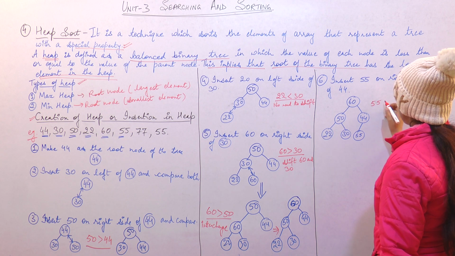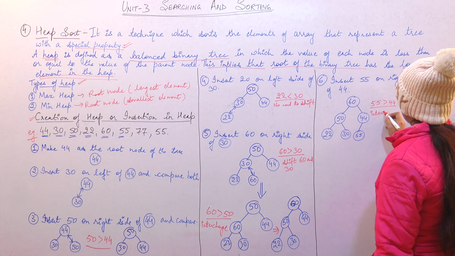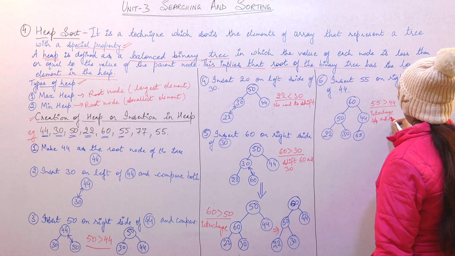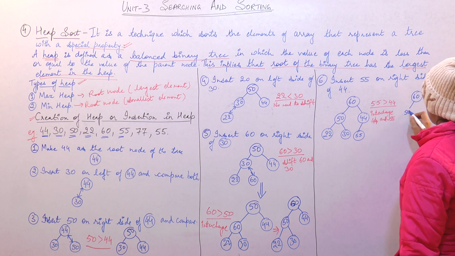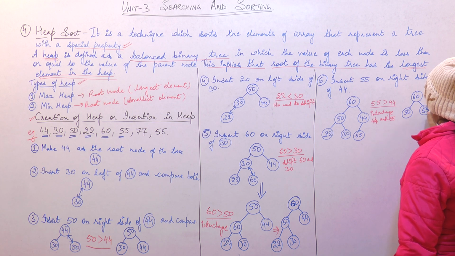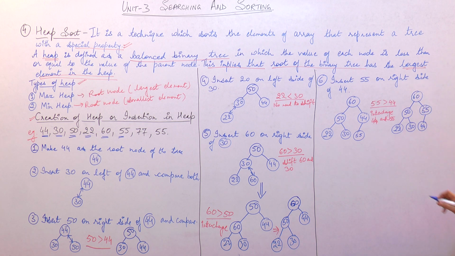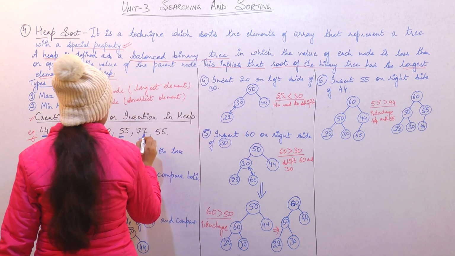Now what we will do, we will compare 55 with 44. Since 55 is greater than 44, we will interchange 44 and 55. So our new tree will be 60, 50 on left, 55 on right, 22 left child of 50 and 30 right child of 50, and 44 as left child of 55. So this tree we have got after interchanging the position of 44 and 55, because 55 was greater than 44. Next element to be inserted is 77.